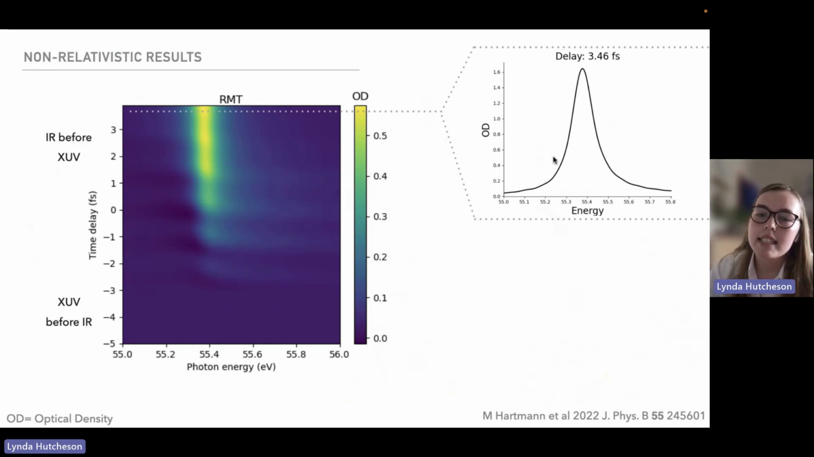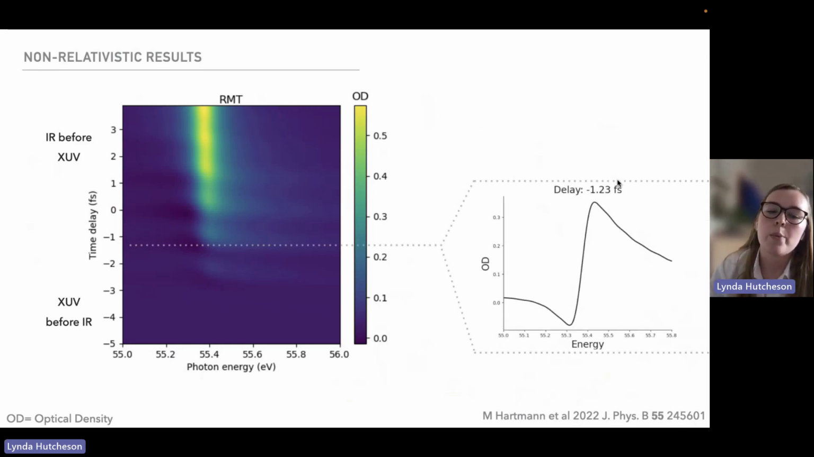we get this nice Lorentzian line profile. But when we look at time delays where there's an overlap between the two pulses, or when the XUV arrives first, we get something that looks quite un-Lorentzian. So we've got some sort of interference going on here.